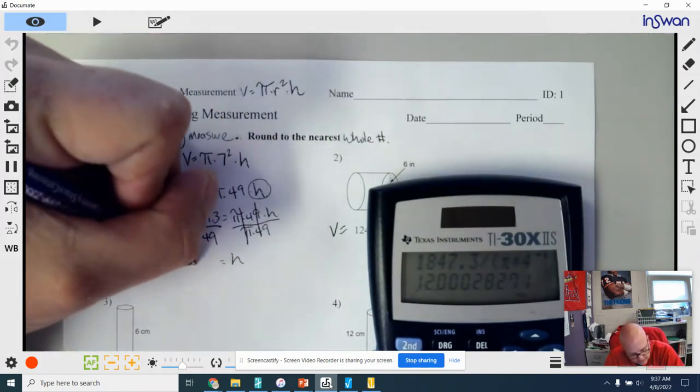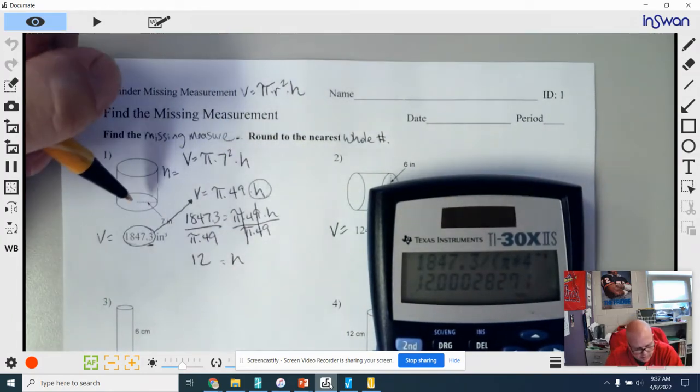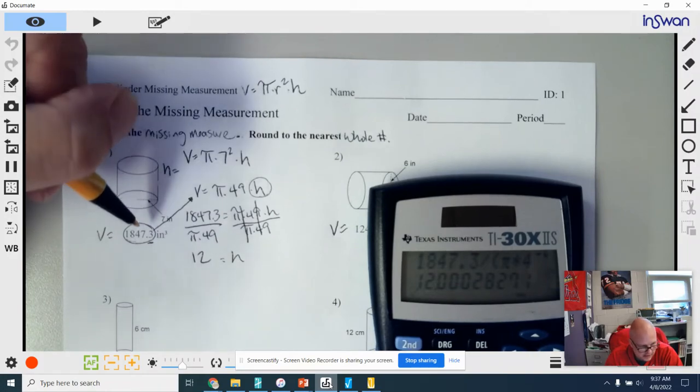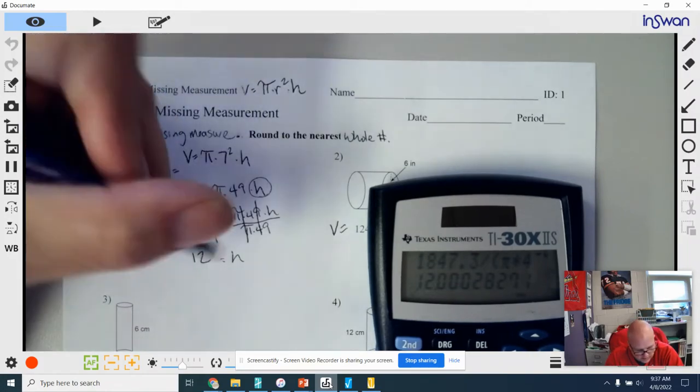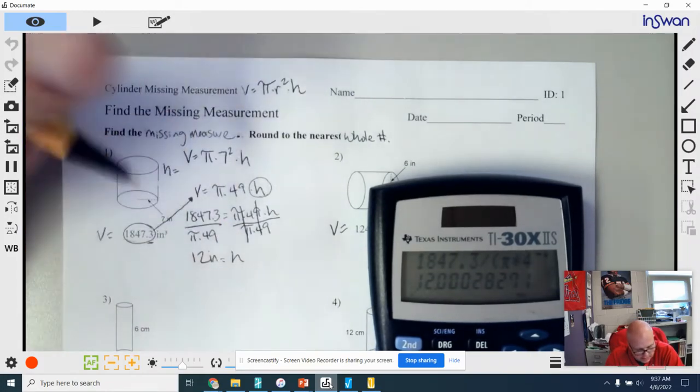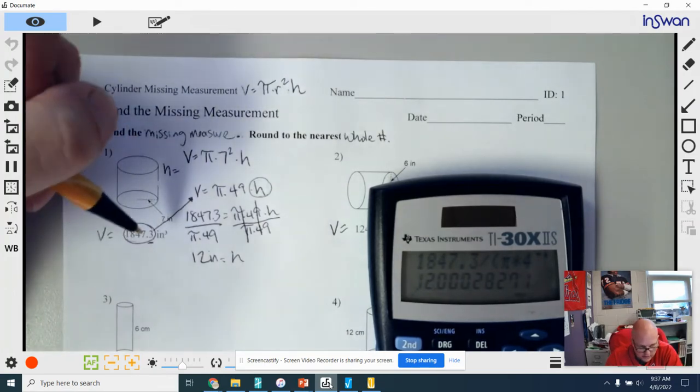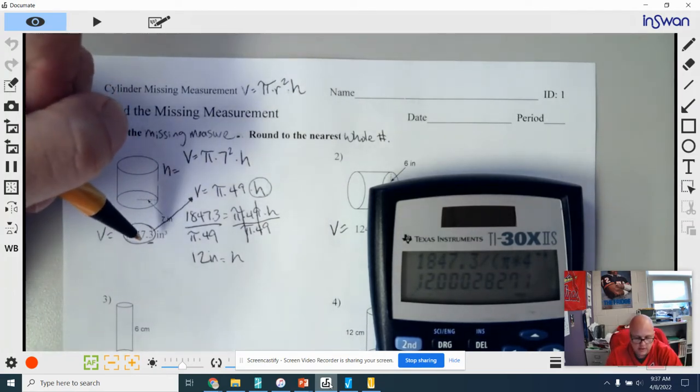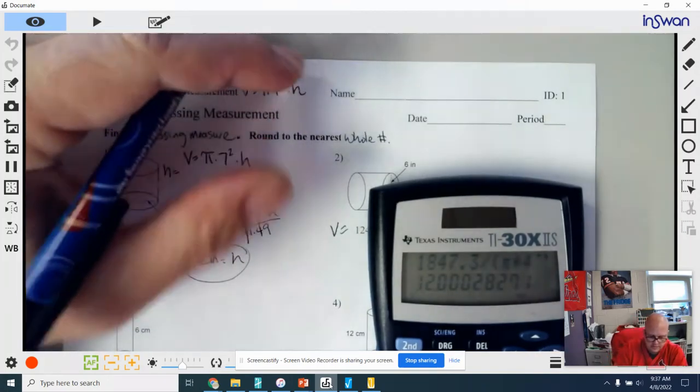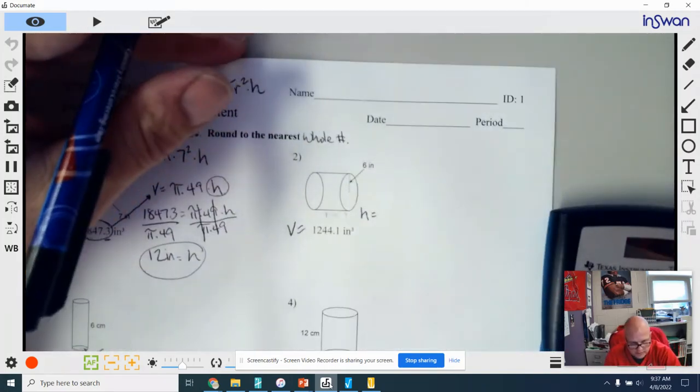So my h is 12, but then I also need to put the proper label on it. And here we're dealing with inches as our units, so it's going to be inches. Now the height is not inches squared, it's not inches cubed, it's only one measure. Therefore, it's just inches. Okay, my height is 12 inches. Moving on to number 2.